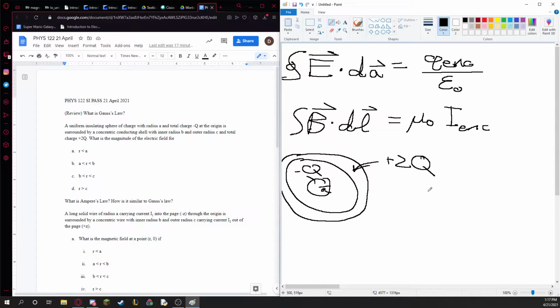So what would be the magnitude of the electric field for R less than A, so inside our insulating sphere of charge, between the sphere and the conducting shell, within the conducting shell, and then also outside the conducting shell? Let's say 10 minutes, then we'll go over it. Just a quick little review from last month.